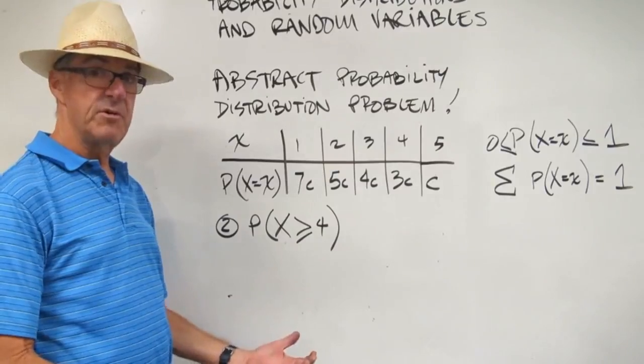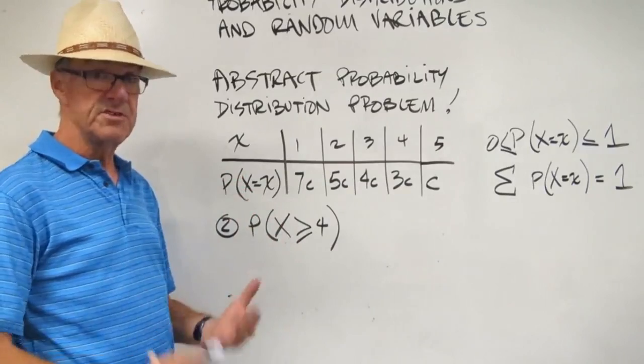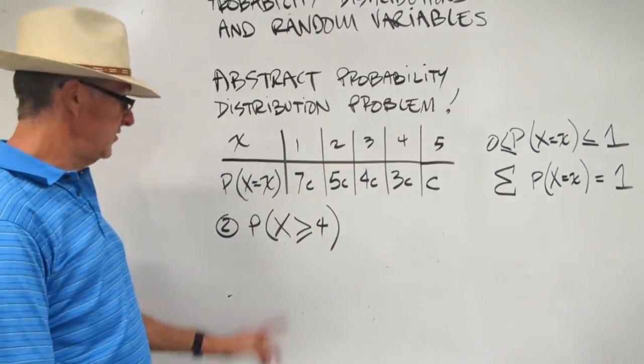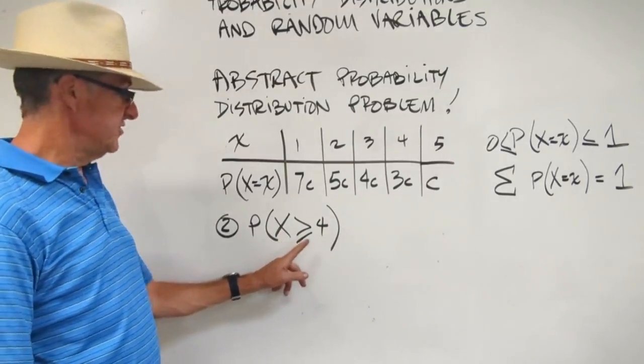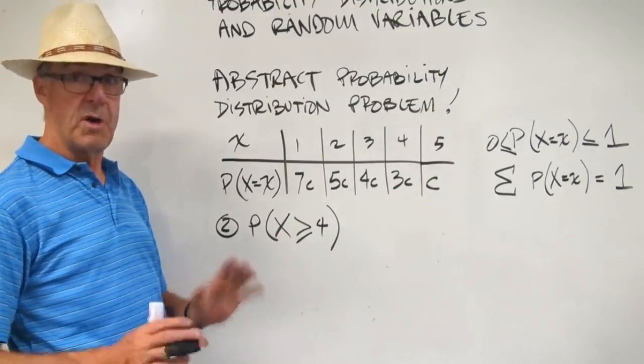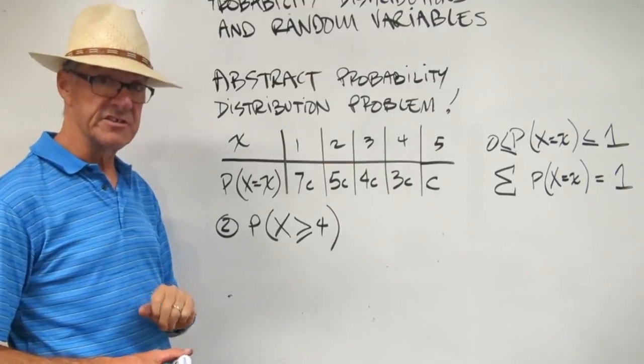Here's a second example. I'm going to test your knowledge of the notation as a prompt to figure out what to do. So here we go. Probability that uppercase X is greater than or equal to 4. So pause the video, look at our information here, and do that calculation.